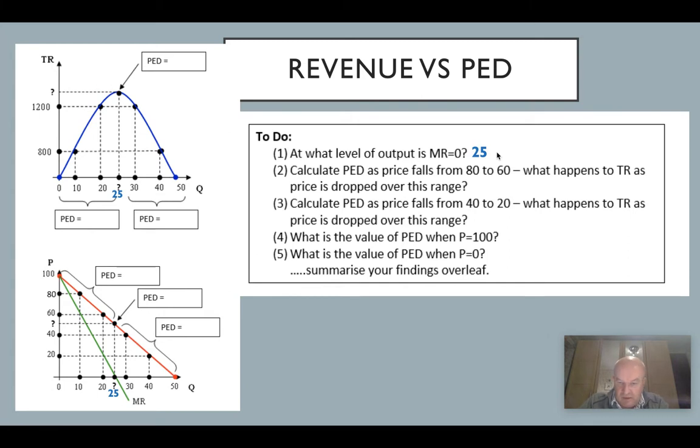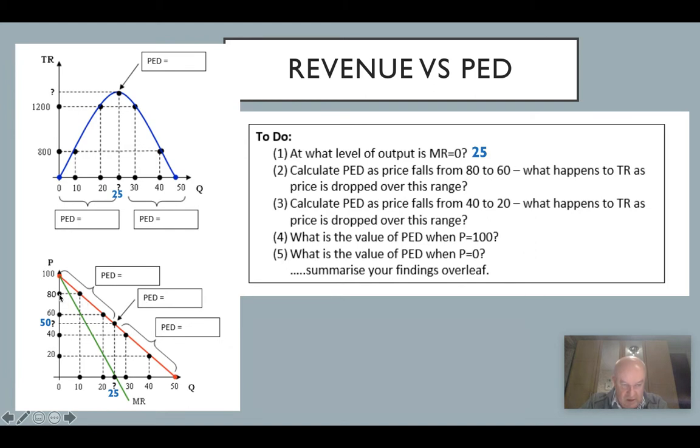If we then take a look at the next thing, at that quantity the price is 50. Using the information provided here, we've seen that the quantity is 25, and in this instance the selling price is going to be 50. Given that information, we've now been asked to calculate PED as price falls from 80 to 60.